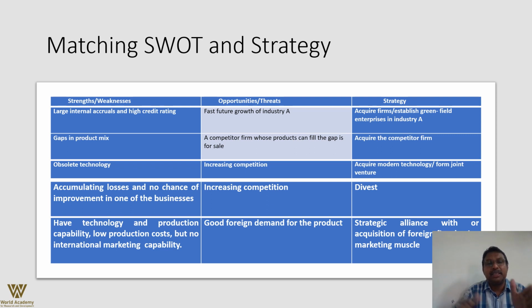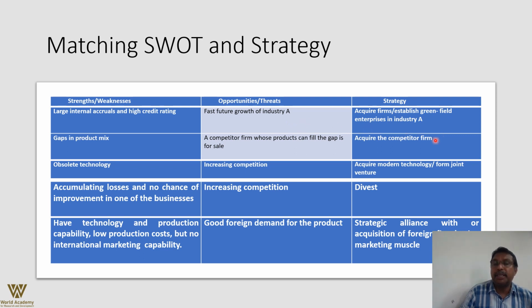Now, can we match SWOT with the strategy? Remember, strengths and weaknesses, and opportunities and threats. This is what we are going around. So if we have large internal accruals, that means much more money in the coffers, and a high credit rating, the opportunities are future fast growth in the industry.